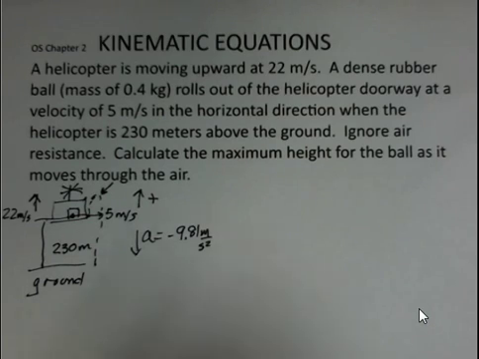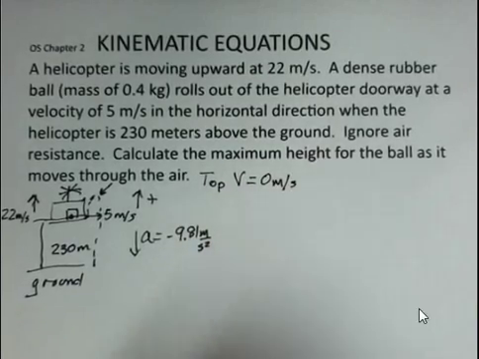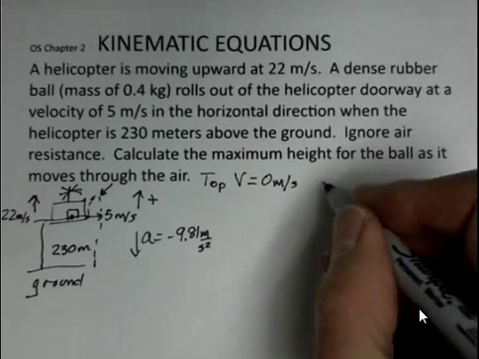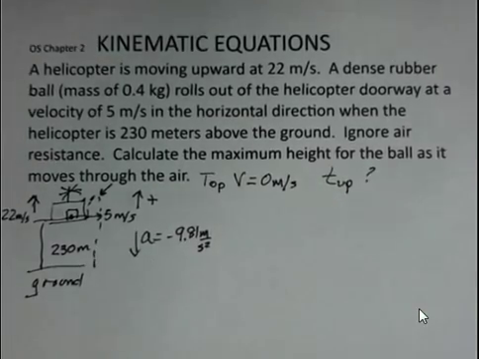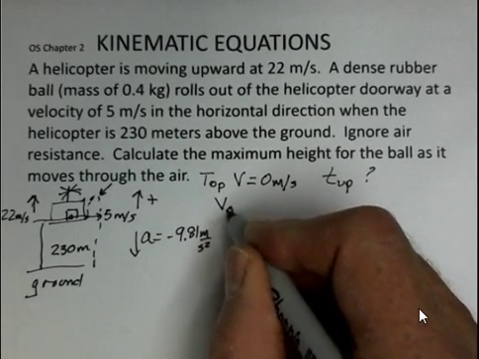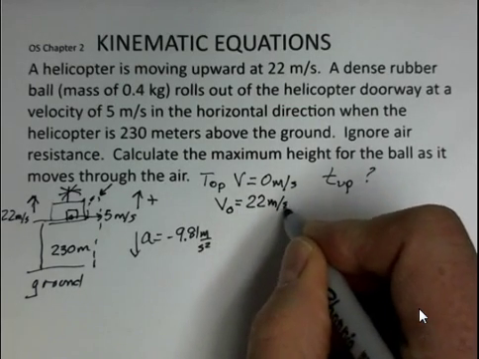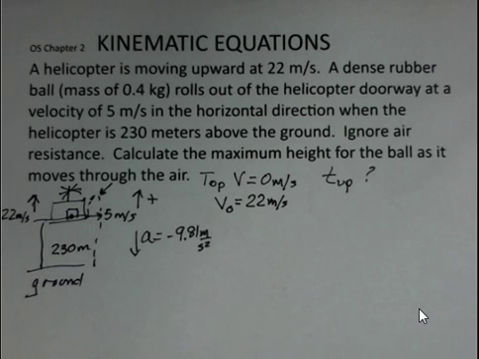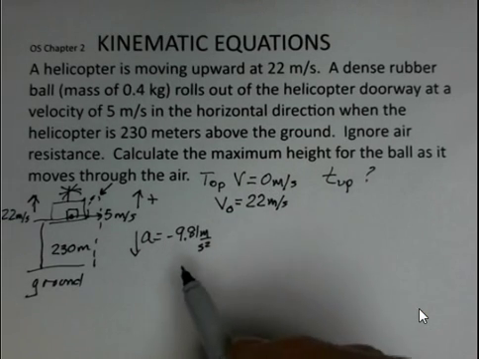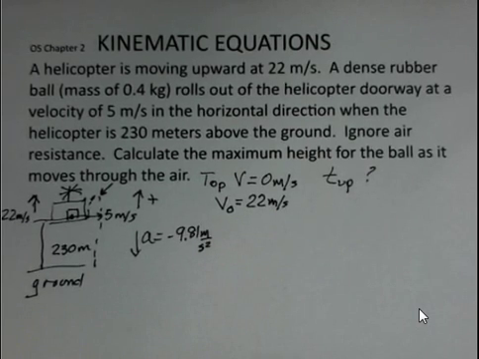So at the top of the motion, the ball has 0 meters per second. We can say that. We do not know the time to get up to this high point, so how could we use a kinematic equation to help us out here? We do know the V naught for the ball is 22 meters per second. It shared that helicopter motion before it rolled out of the doorway. So we know the initial speed, we know the final speed, we know the acceleration. We want to calculate how high the ball goes. Well, there's a kinematic equation for that.